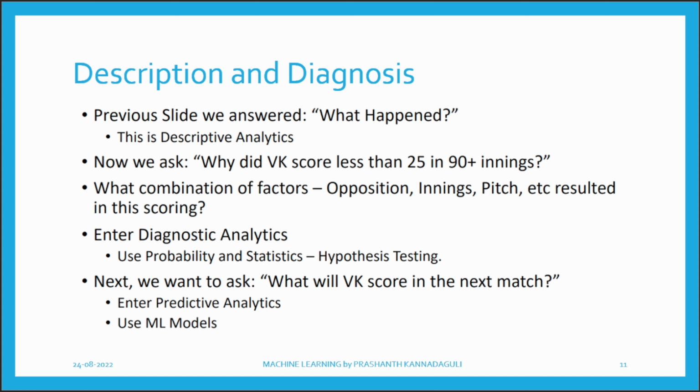Now another question I'm going to ask is why he scored less than 25 in more than 90 innings, the first tall part of the chart, which says 0 to something, is more than 90. To answer that question, you have to dig into the data a little bit more. Maybe your answers could be right, depending upon who the opposition was, what innings, which pitch, etc. You need to do a little bit more analysis. So that's what is required.